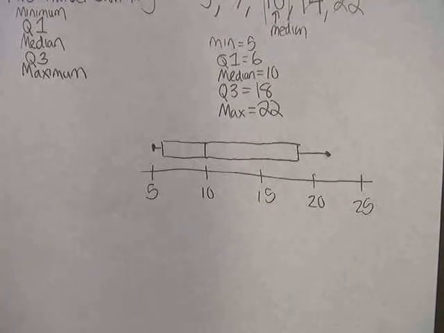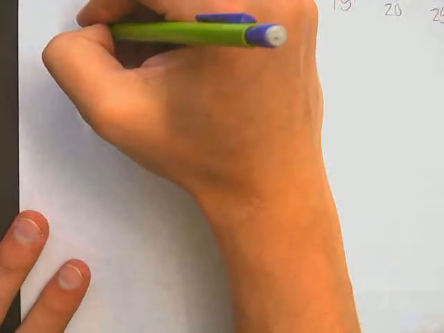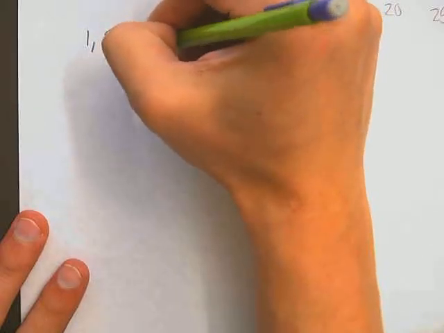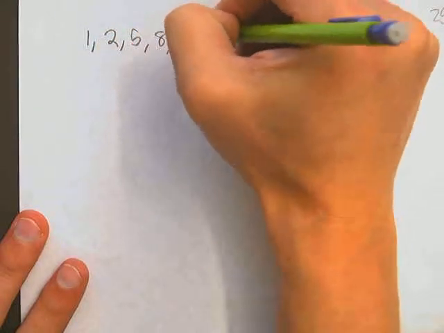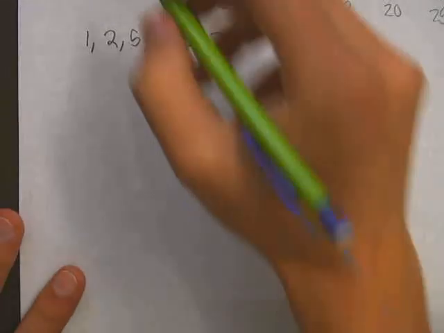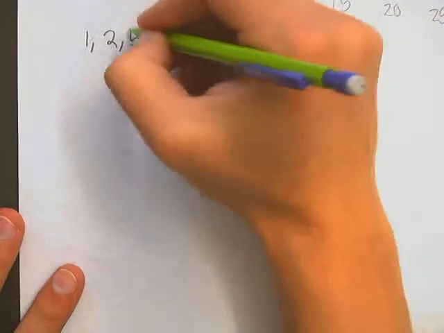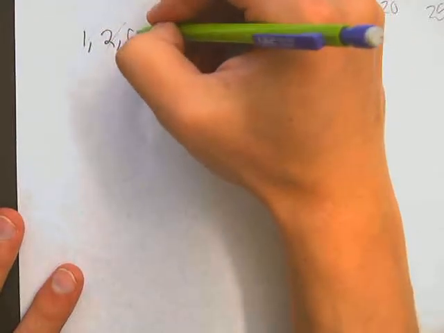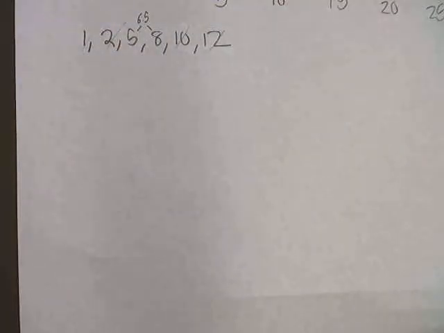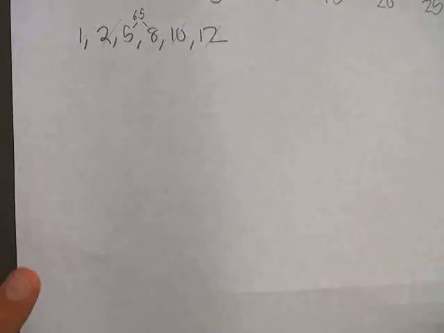So let's do one more before I end this video. I'm going to do it now for 6 pieces of data. So 1, 2, 5, 8, 10, and 12. Alright, my median, knock guys off the edge, it's halfway in between 5 and 8. It's 6.5. So when you have an even number of things that you're trying to find the median of, you're going to have to find the average of the 2 middle ones.